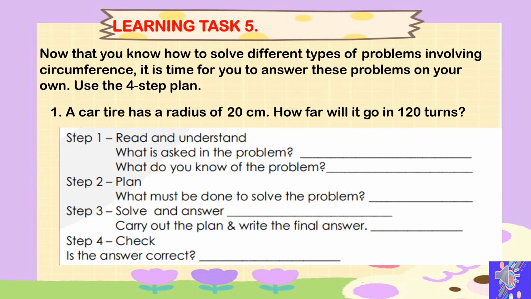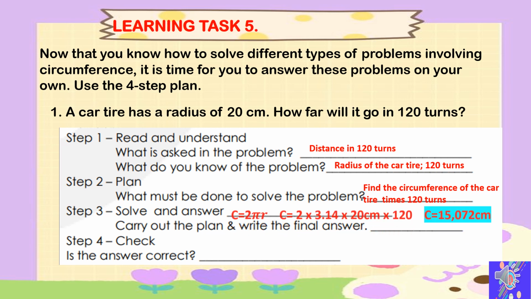Okay, so let us now answer learning task 5, number 1. What is asked in the problem? The distance in 120 turns. And what do you know of the problem? We have the radius of the car tire, which is 20 centimeters, and the 120 turns. Now, what must be done to solve the problem? Find the circumference of the car tire, and then times 120 turns. Now, let us solve.